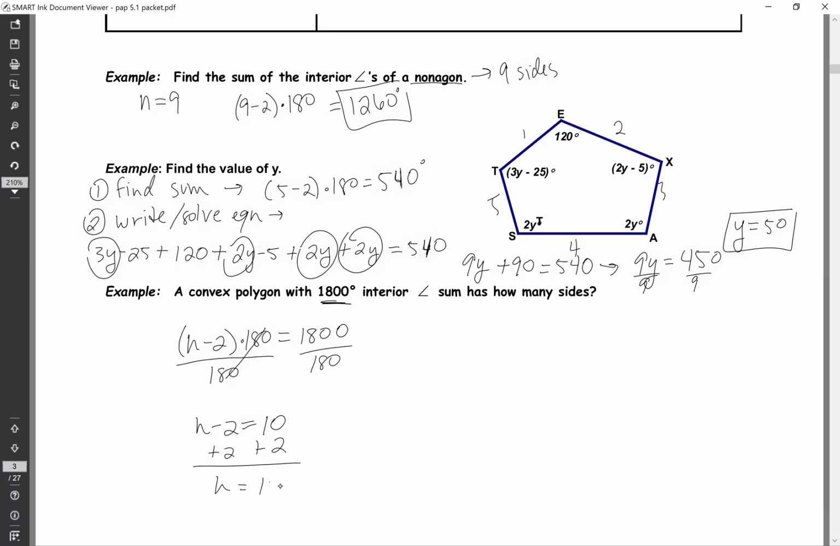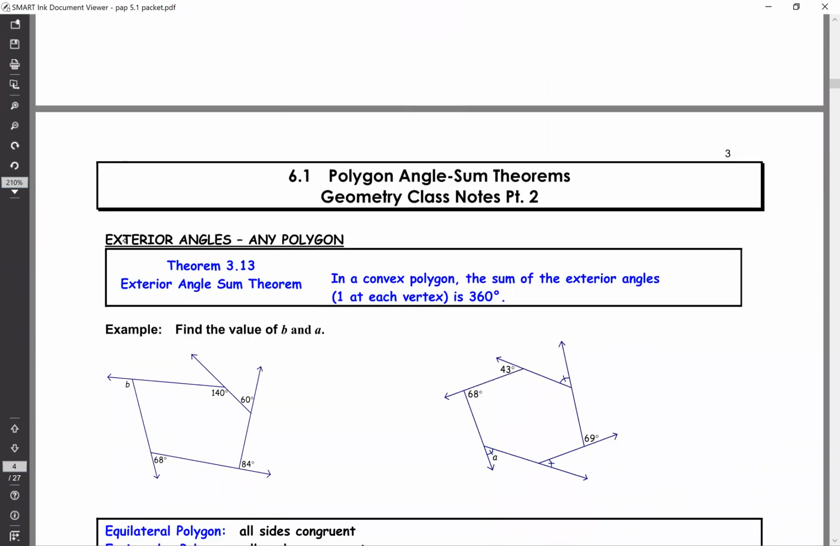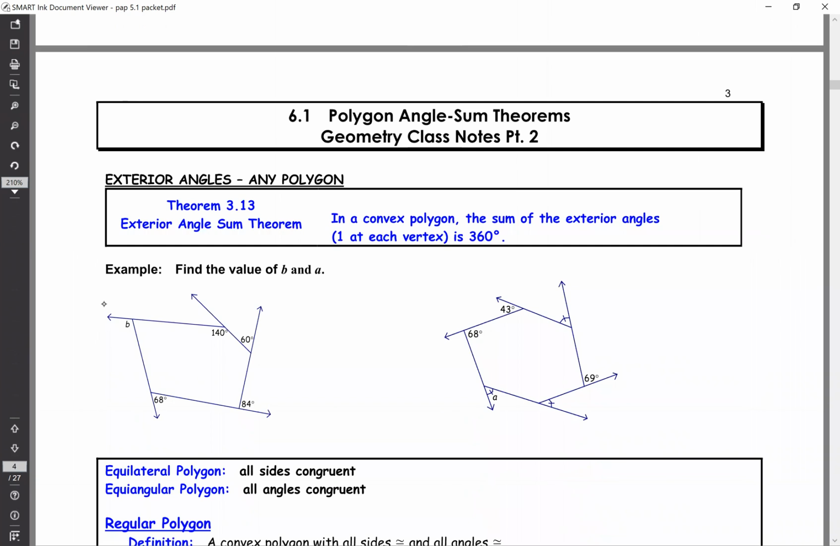So n equals 12. So it's a 12-sided polygon. So that's the basic one there. Okay, now we're going to turn the page here. We're going to move on to the next section of the notes there.